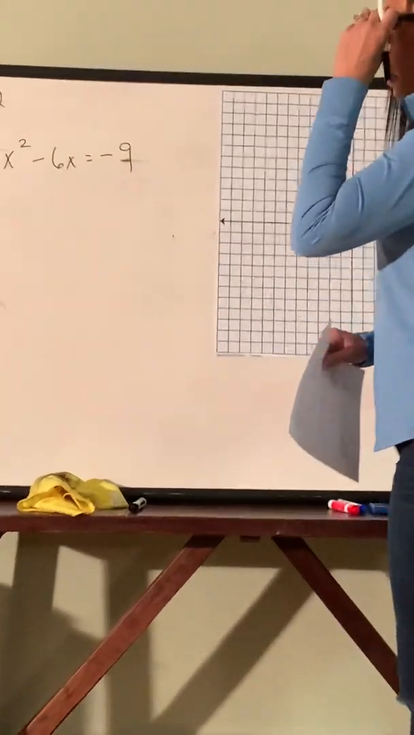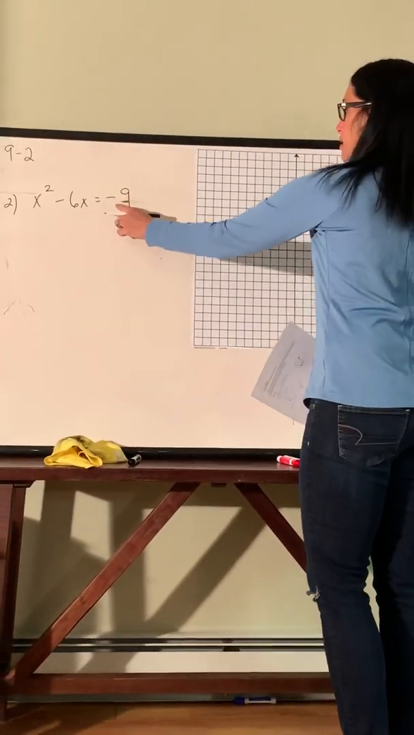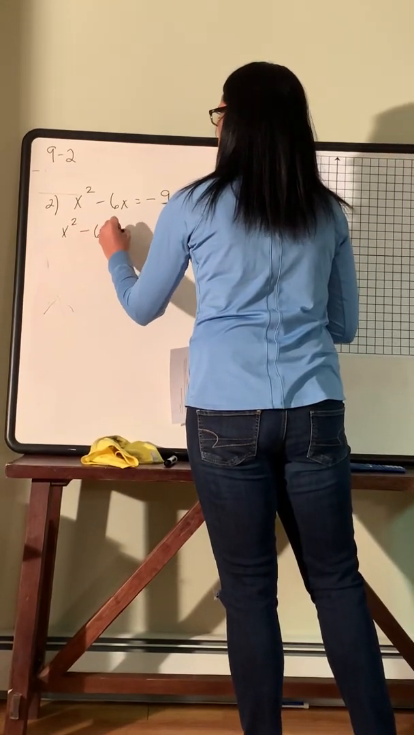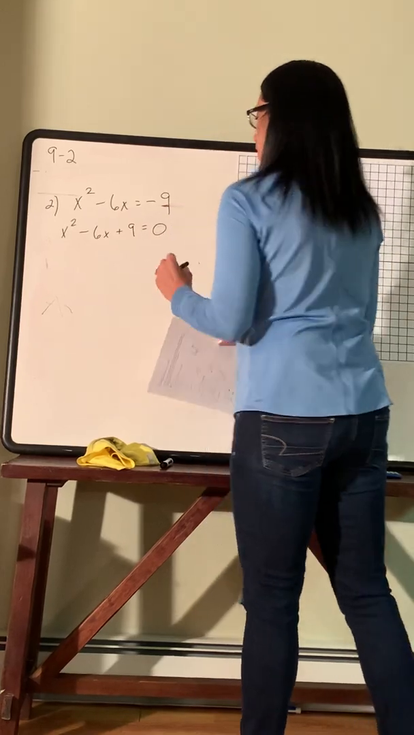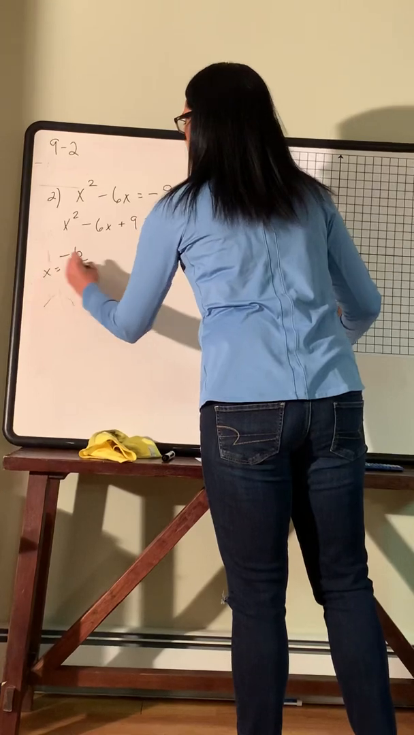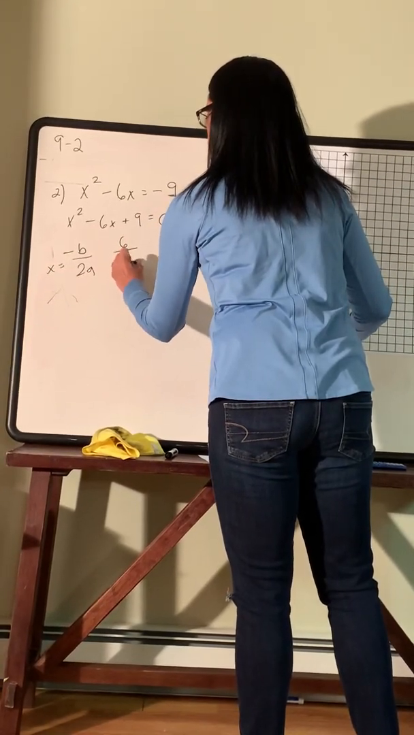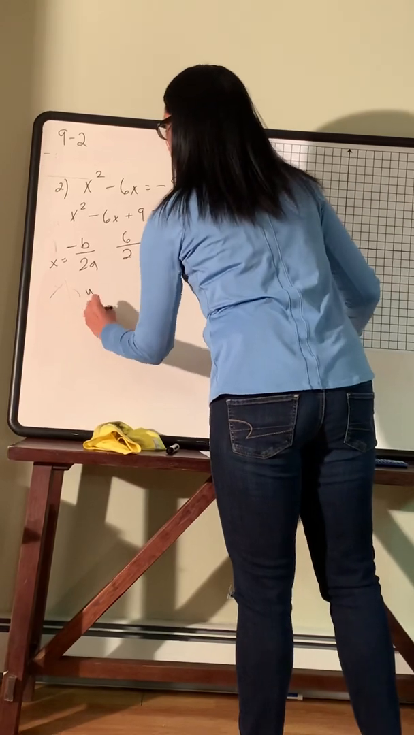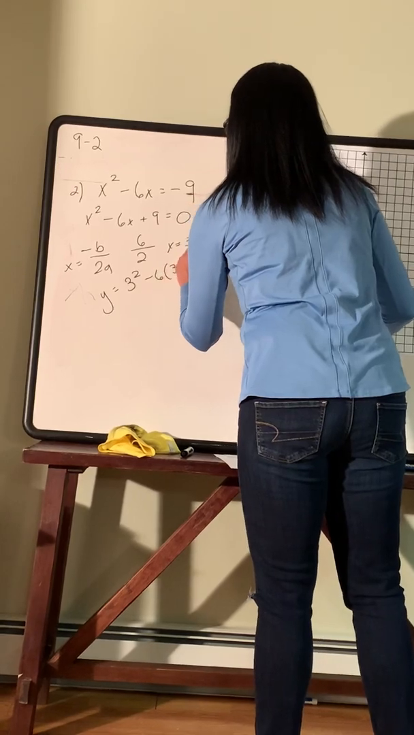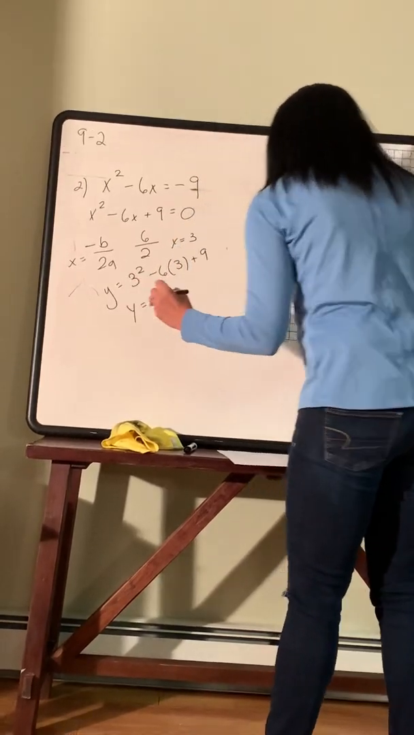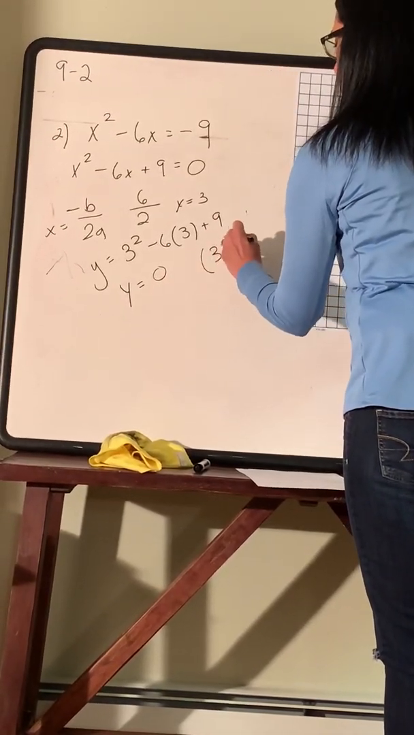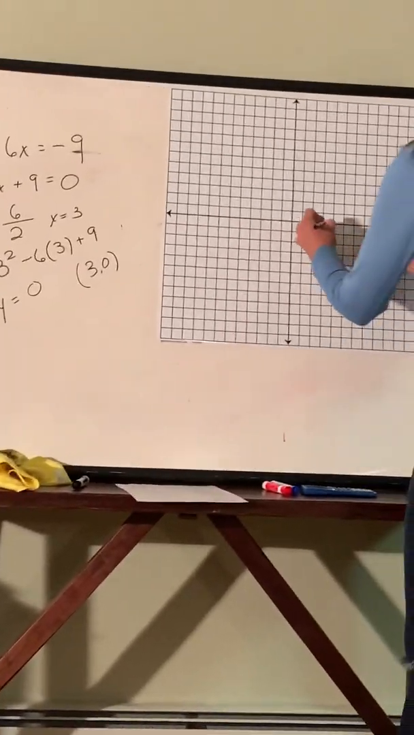Okay, so the directions are to solve this by graphing. So first thing is, this is on the wrong side, so I'm going to add it to both sides. So I have x squared minus 6x plus 9 equals 0. Then I have to go find my axis of symmetry, and then plug it in. So I wind up with 0. So my axis of symmetry is 3, 0. That's my starting point. 3, 0 is here.